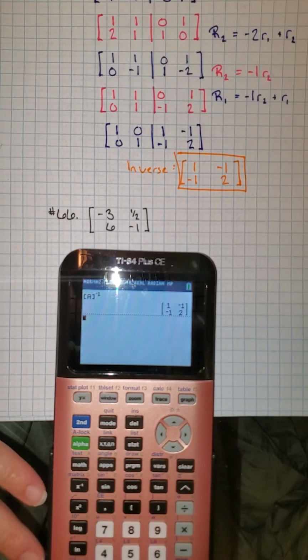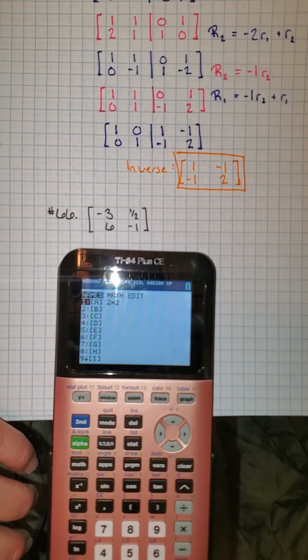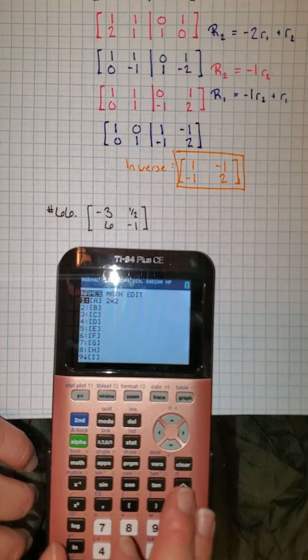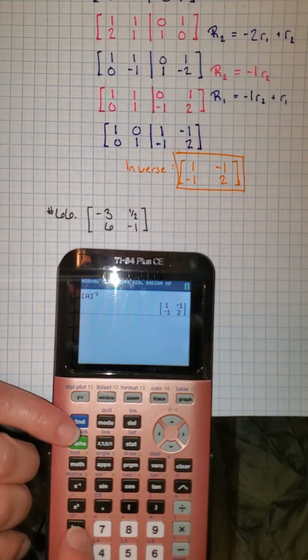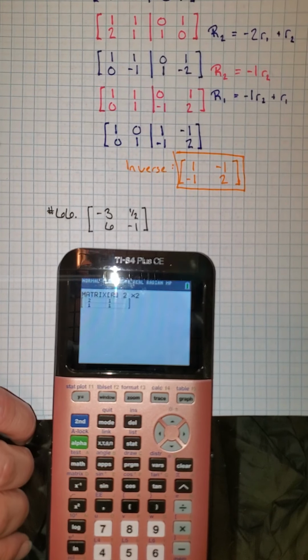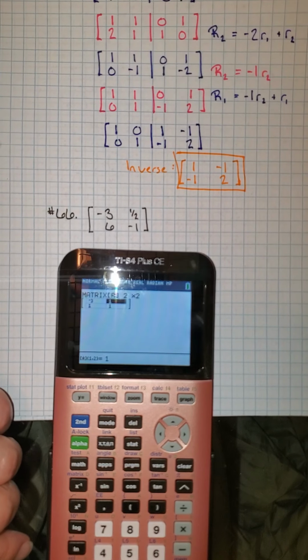Okay, let me, second matrix. I'm just going to use that one. I'll just edit it. Second matrix. Edit that one. It's a 2 by 2. Okay, we have -3. I'm just going to use 0.5, 6, and -1.